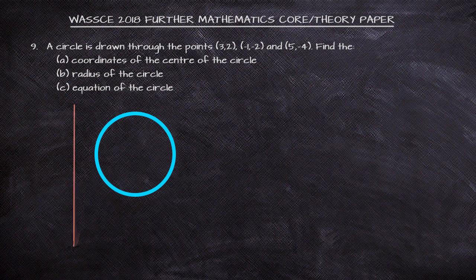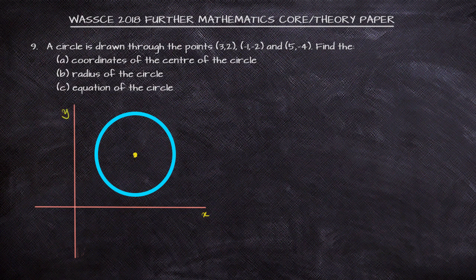So here we have this question where we are given 3 points that a circle was drawn through, and we are to find the coordinates of the center of the circle. We are to evaluate the radius of the circle, and ultimately to write out the equation of the circle.